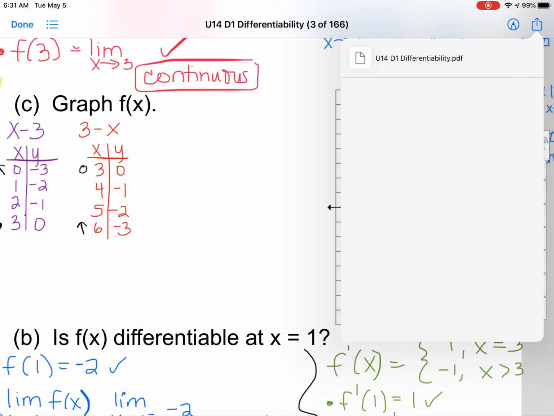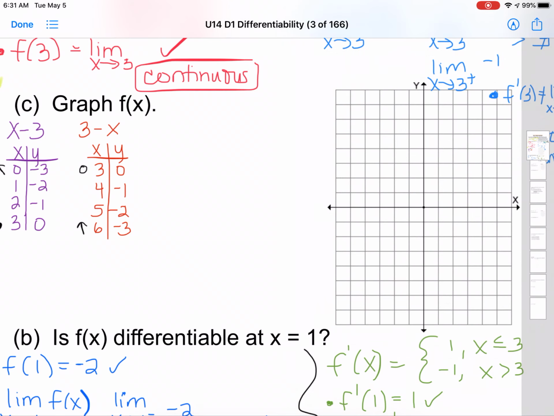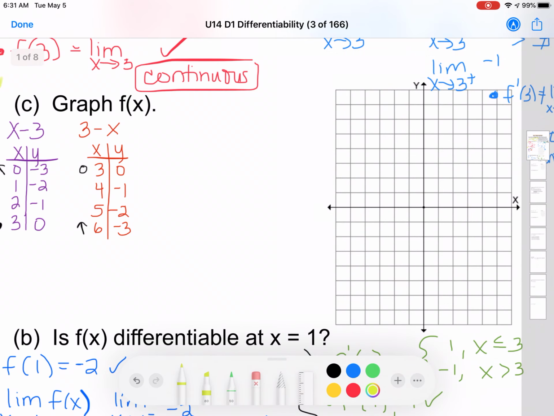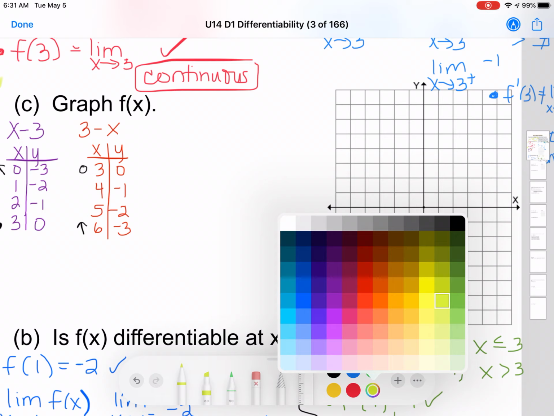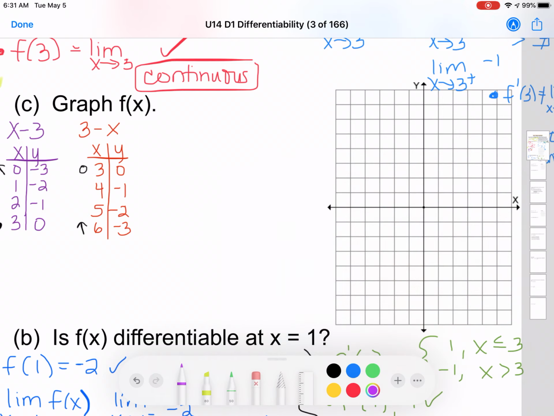What happens? Oh, I think I hit the wrong button. Okay, so I'll graph the purple one first. Let me just make this a little thicker. So 0, -3, 1, -2, 2, -1, and 3, 0.